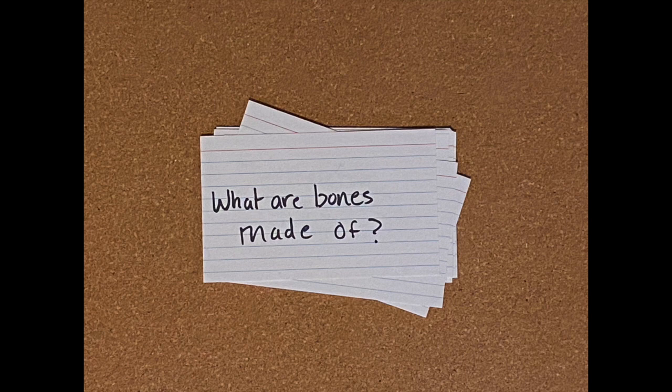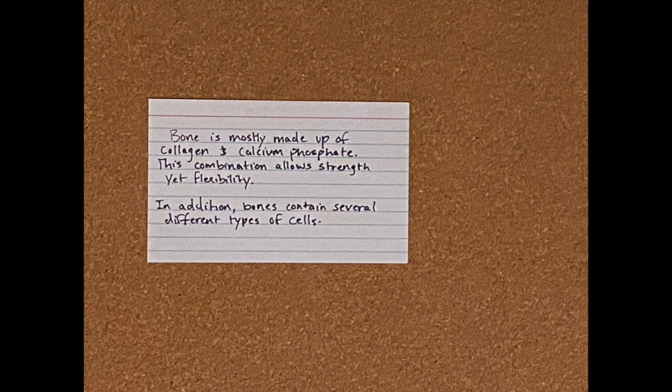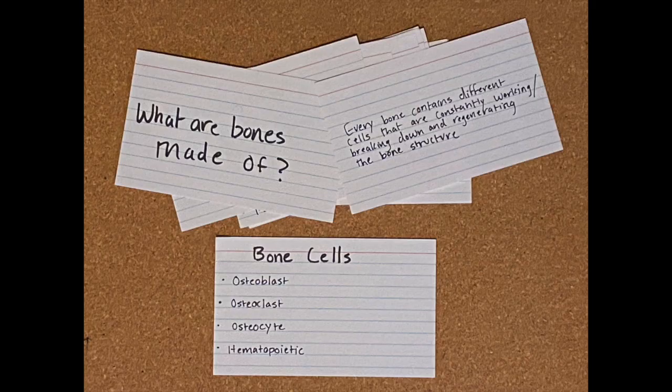In addition, bones contain several different types of cells. Every bone contains a mass amount of cells that are constantly working, breaking down, and regenerating the bone structure as well as the bone tissue. These cells are called the osteoblasts and the osteoclasts.